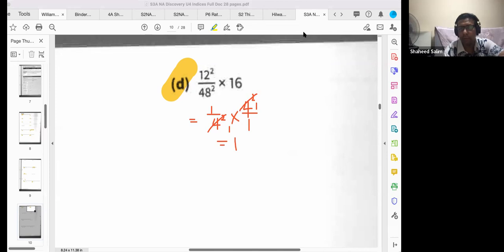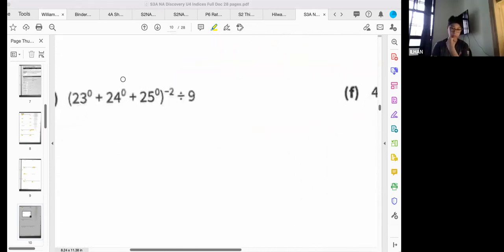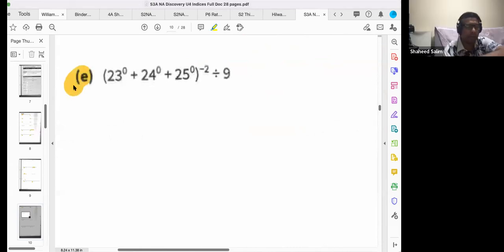1 or 2 more questions, can? Yeah, can. You try this one. 2 more questions, this and the one. You know, right? Anything to the power 0 is equals to what? You know, right? Yep. Okay.